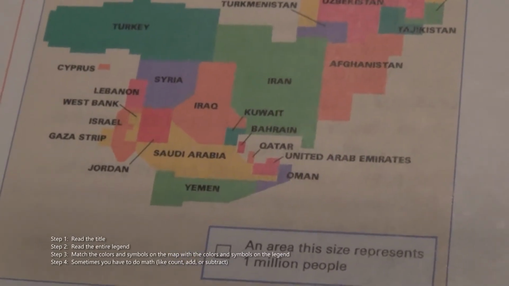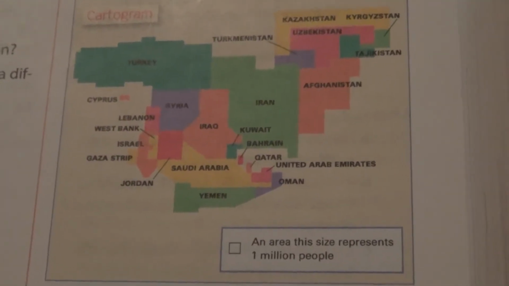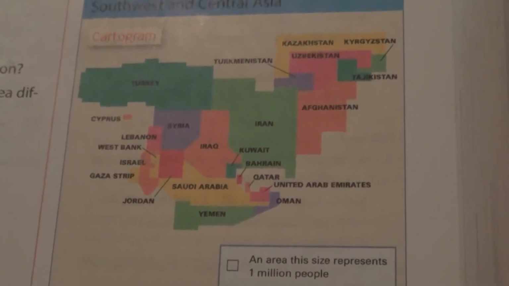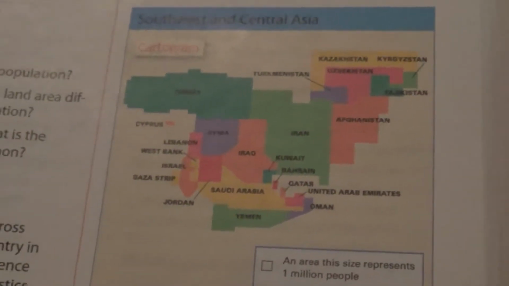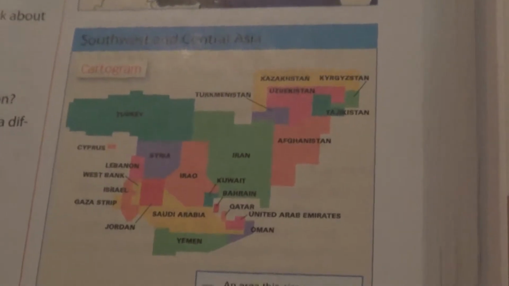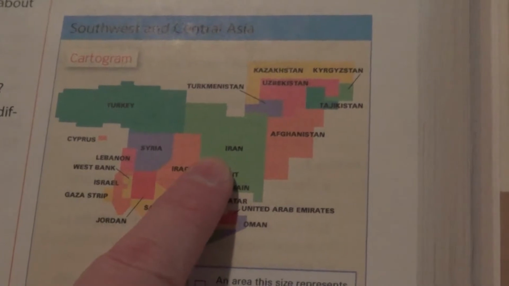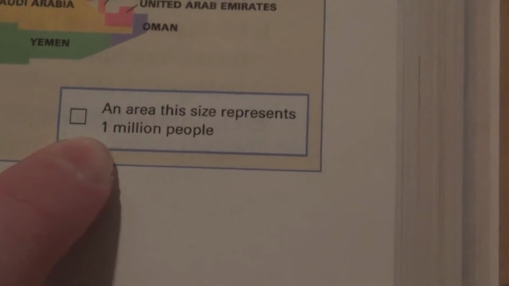That is important. Now it's time to match the colors and symbols on the map with the colors and symbols on the legend. So you have to match up this legend with these countries. Remember that they are not going to look like the right shape. Okay? For instance, if we look here at Iran, we see that it is not the right shape. It is not the right shape because if you do not have enough people, then you can't earn a square. You have to have at least 1 million people to get a square.